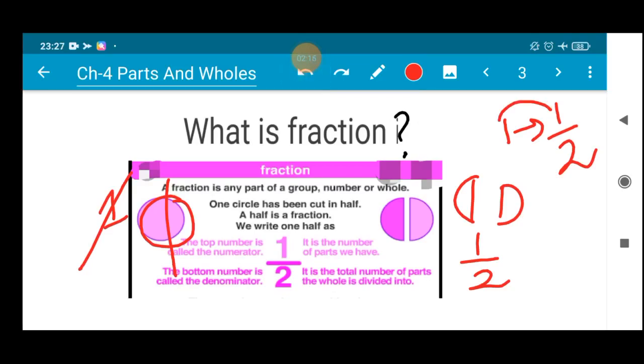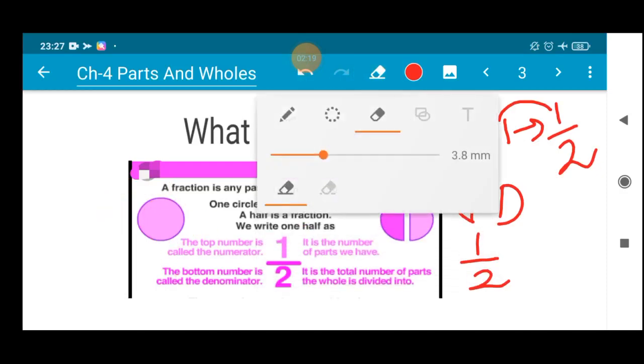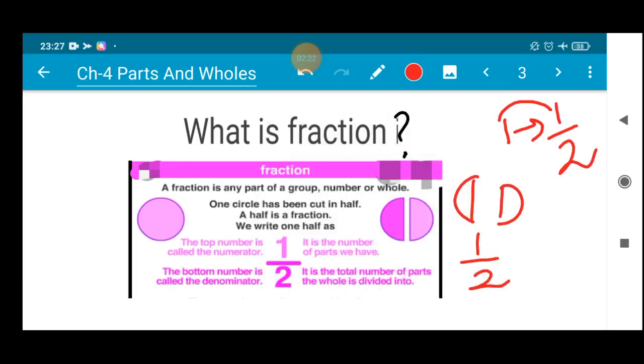Now I will give the example of this only. One circle has been cut into half. You can see that this circle is cut into half. A half is nothing but a fraction. Half can be represented by 1 by 2. 1/3 is represented as 1 by 3. 1/4 is represented as 1 by 4.